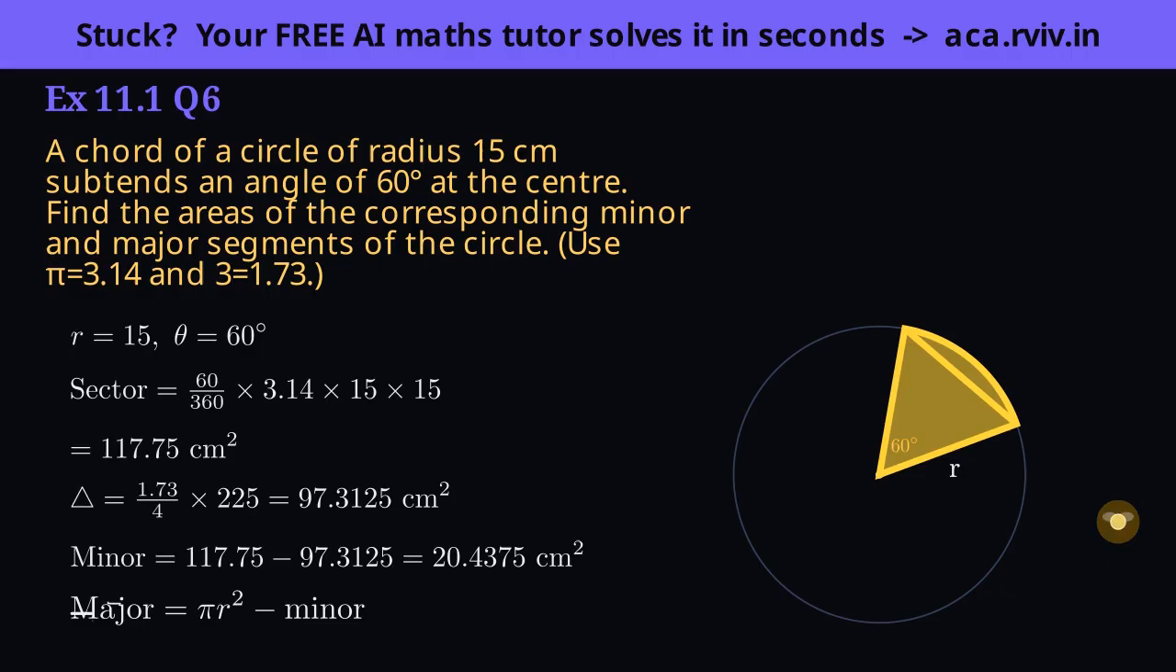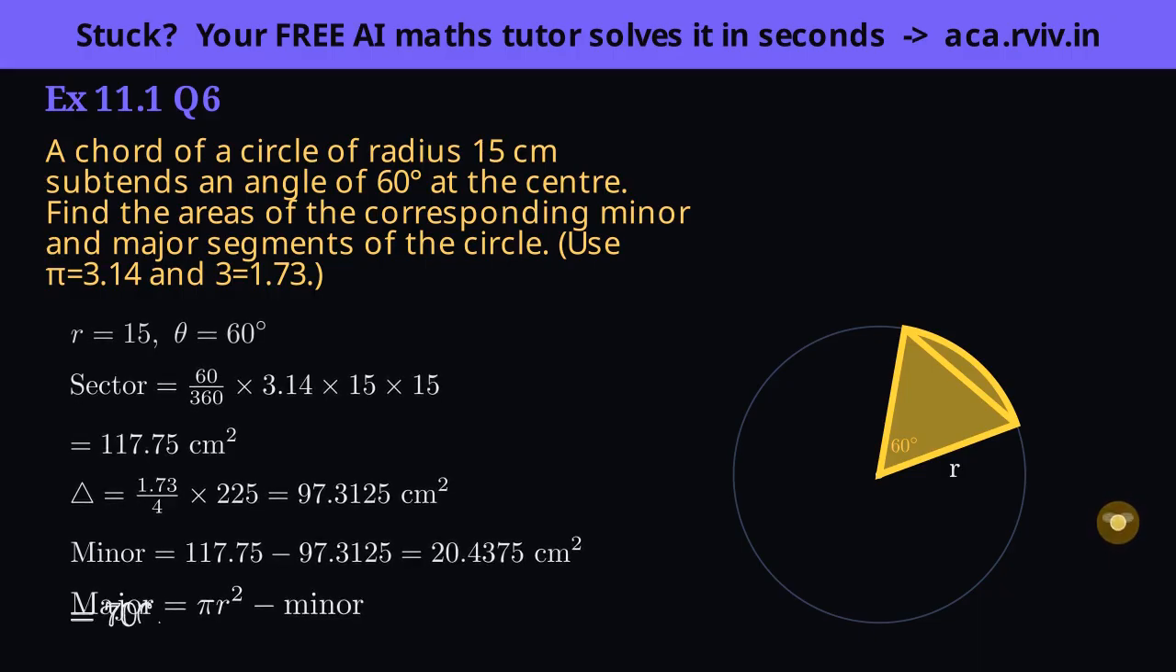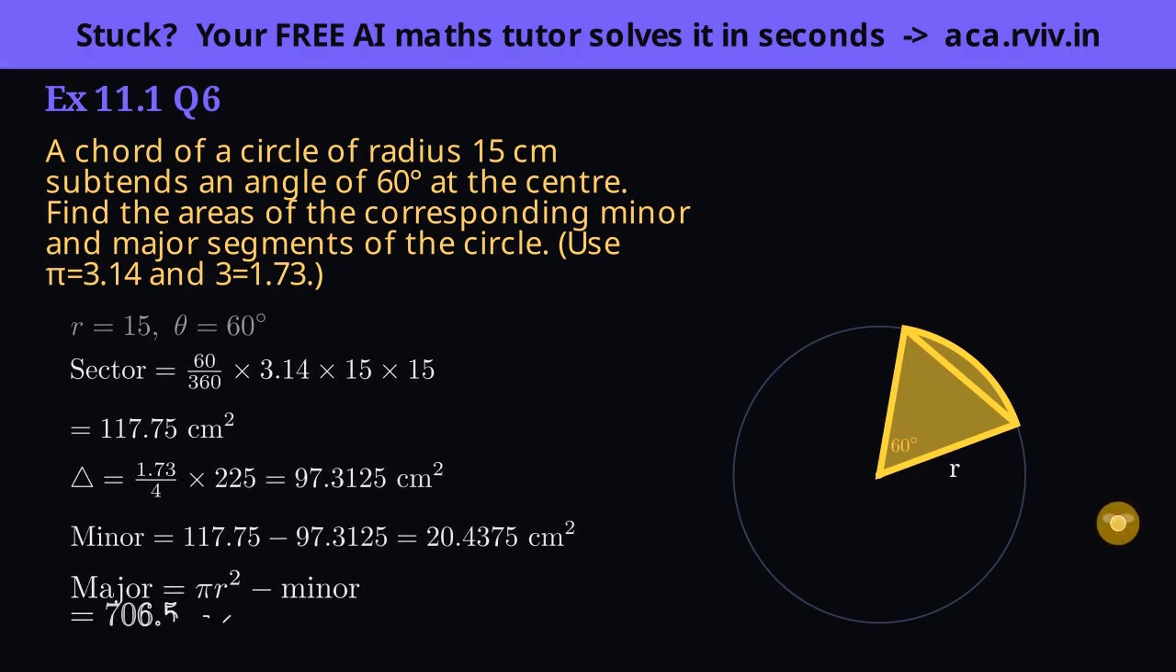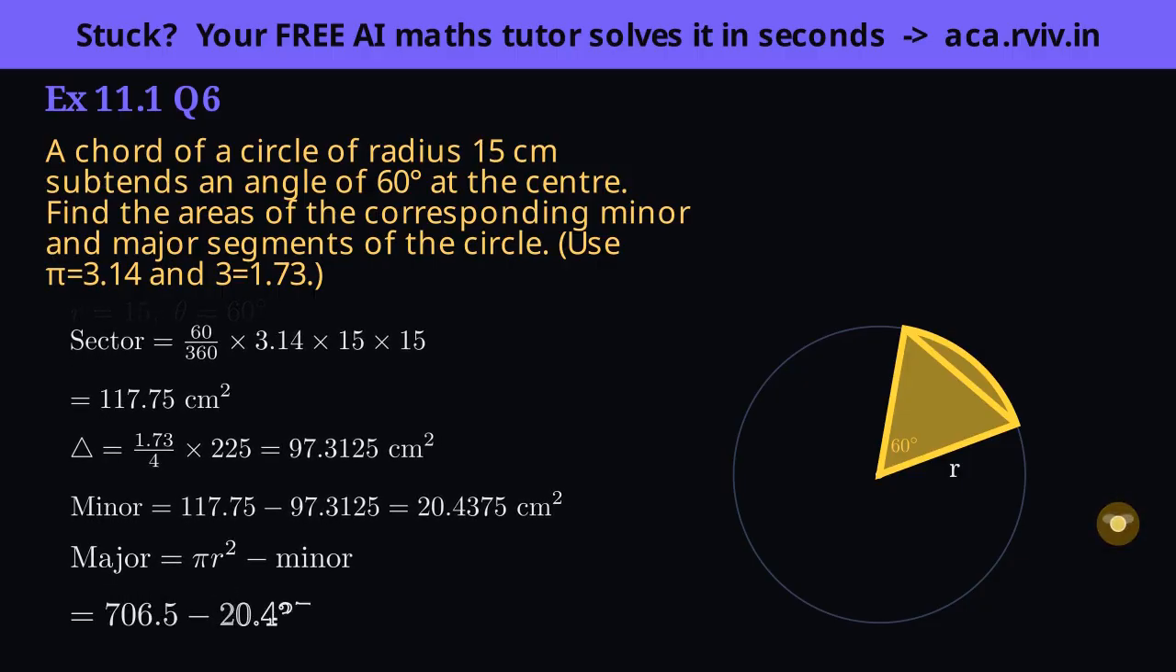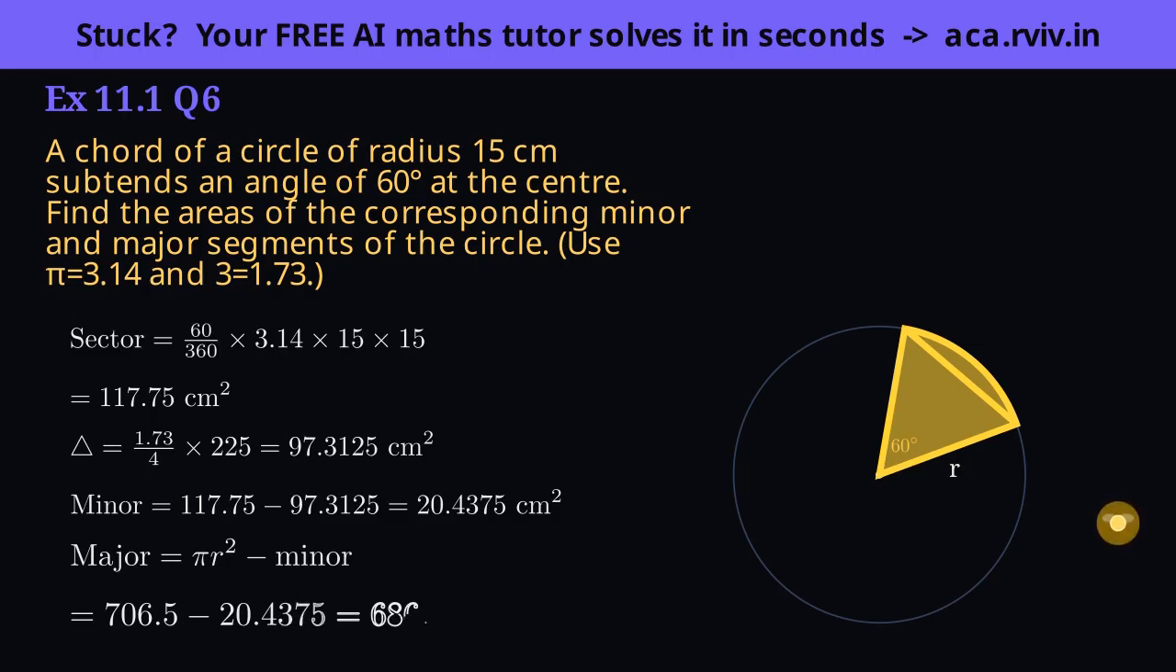The whole circle is 3.14 times 225, that's 706.5. Take away the tiny 20.4375 minor segment, and the major segment is 686.0625 square centimeters, almost the entire circle, which makes sense.